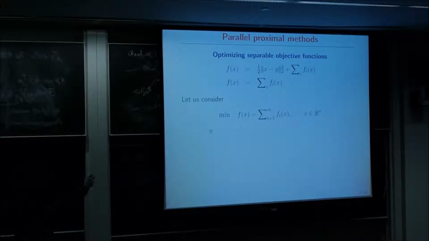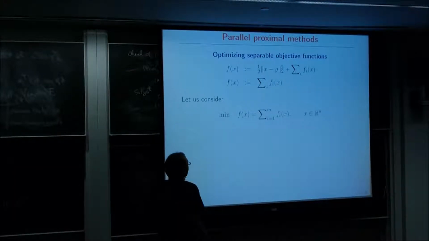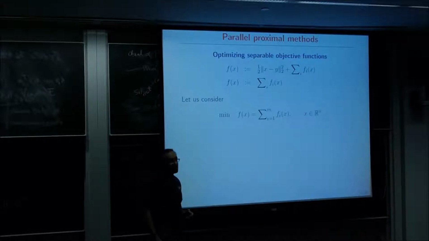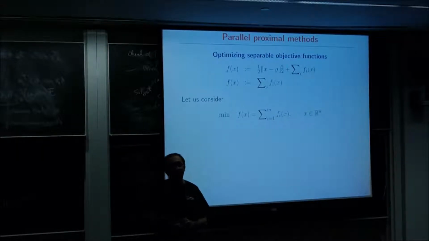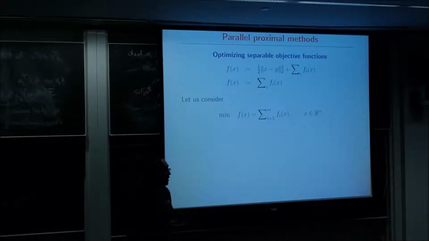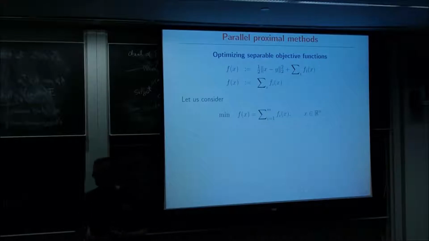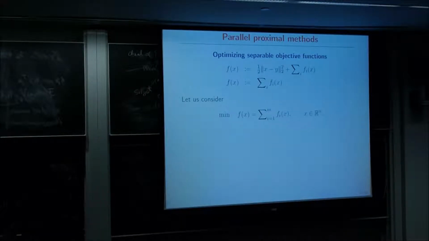So let's look at this special problem. We have m components in the sum, so we are minimizing a sum of m different convex functions. And let's see what kind of generic way there is. You might have seen this technique before, but it's good to look at it in slow motion and appreciate where it comes from. So the idea is actually simple.